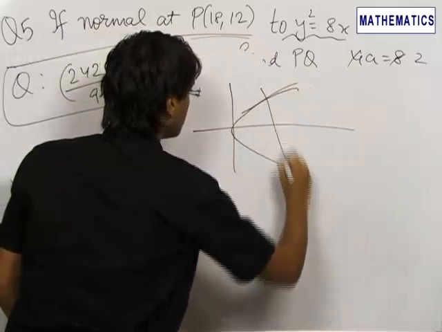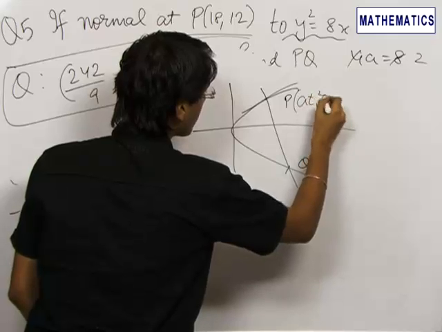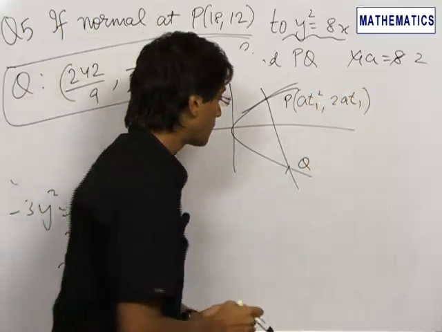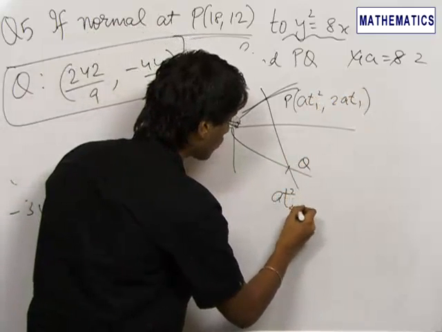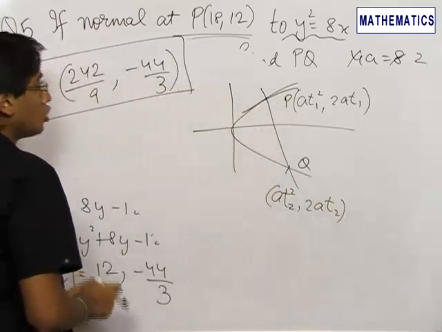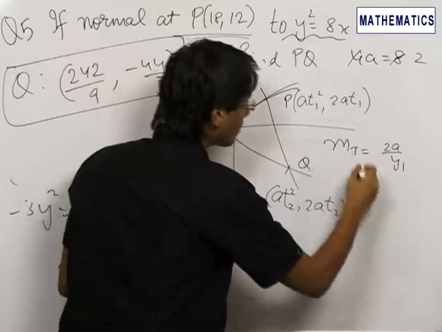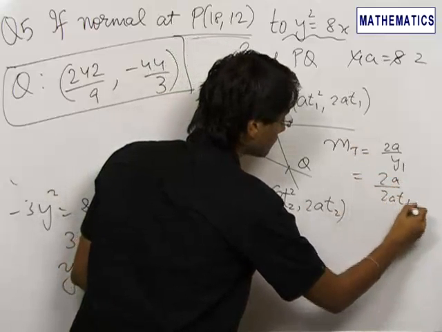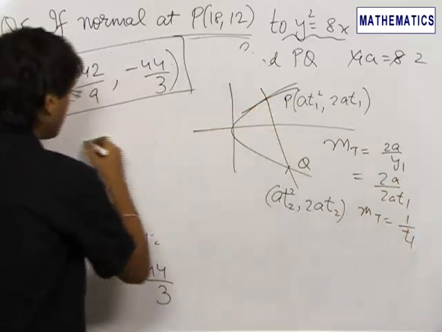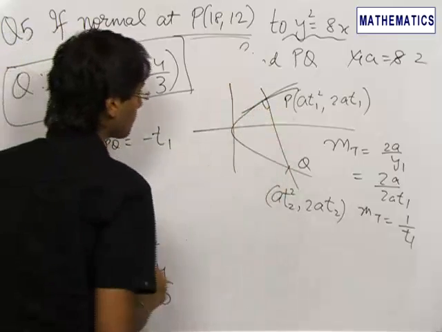This is a parabola, this is a normal, and these are P and Q. We can assume P to be (at1 square, 2at1), which is a general point on any parabola y square is equal to 4ax, and similarly we can assume the point Q to be (at2 square, 2at2). Now we know that slope of tangent is equal to 2a by y1, which becomes 2a upon 2at1, or slope of tangent is equal to 1 upon t1. So the slope of line PQ becomes minus t1, since PQ is the normal also.